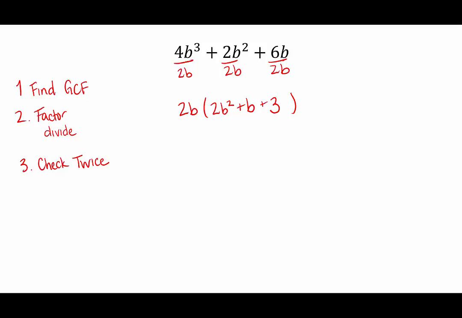Now I'm going to check twice. The terms that make up the polynomial here in the parentheses don't have any GCFs aside from 1, so that's our first check. Our second check is the distributive property, multiply out. This one has 3. 2b times 2b squared is 4b cubed. 2b times b is 2b squared. And 2b times 3 is 6b. That matches my original, so I can put my check mark there.